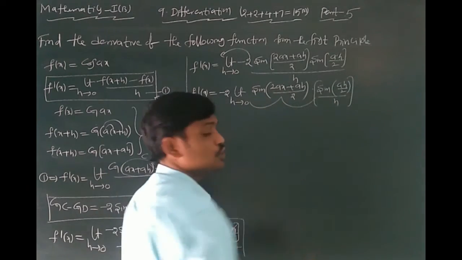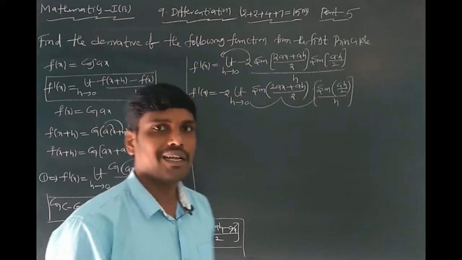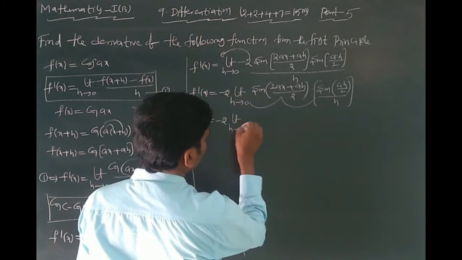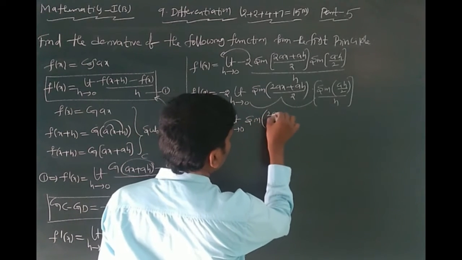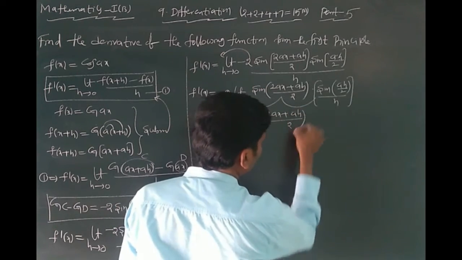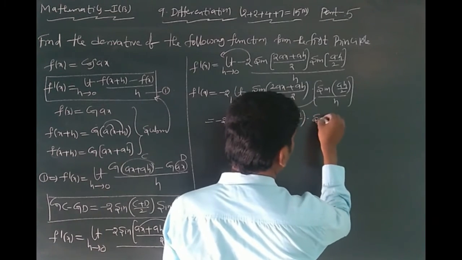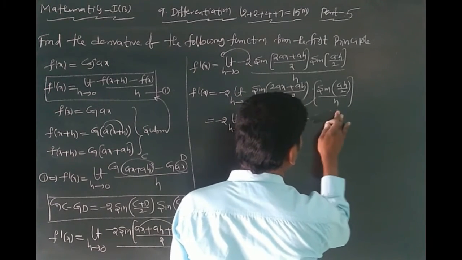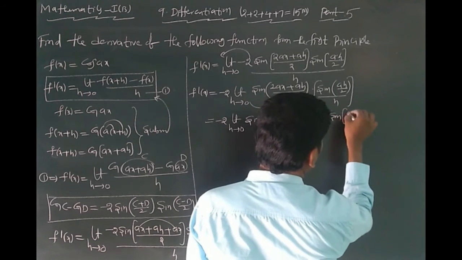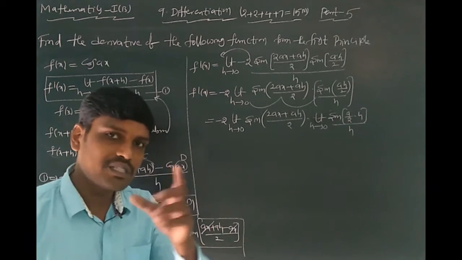These two terms you can write as separate limits. You get minus 2 into limit h tends to 0 of sine of (2ax plus ah) by 2, into limit h tends to 0 of sine of (a by 2) into h, over h. Understood or not? One side expressions.